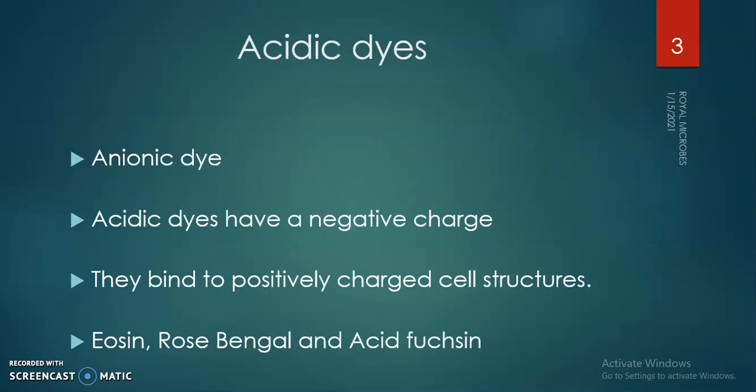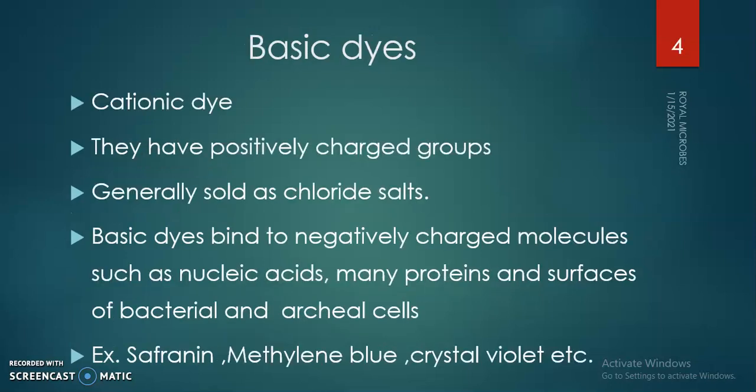Acidic dyes are anionic dyes. They have a negative charge, so they can bind to positively charged cell structures. Some examples are eosin, rose bengal and acid fuchsin.